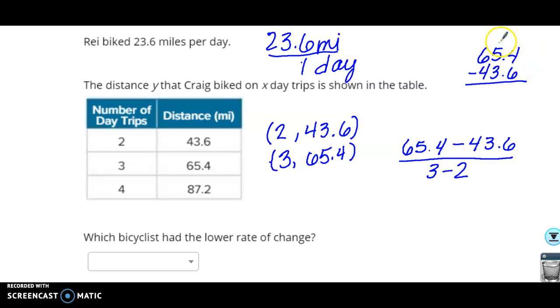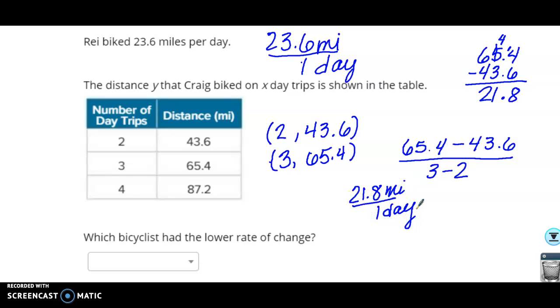All right, we can't subtract there. We need to borrow from the 5, make it 1 less, put a 1 in front of the number that wasn't enough. 14 minus 6 is 8. Bring down your decimal. 4 minus 3 is 1. That's 2, so it's 21.8. So Craig's rate of change is 21.8 miles per day.